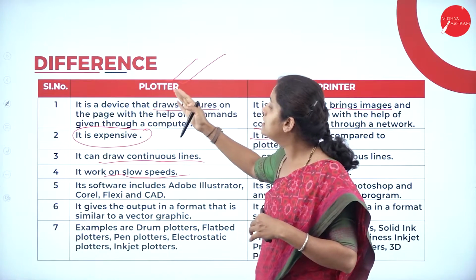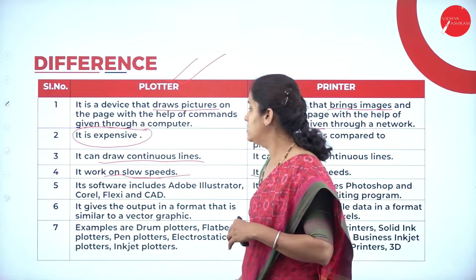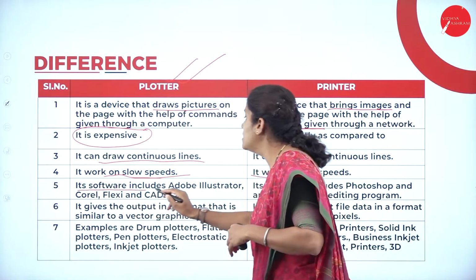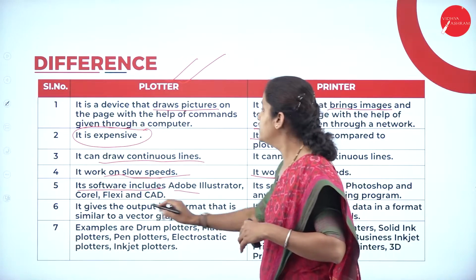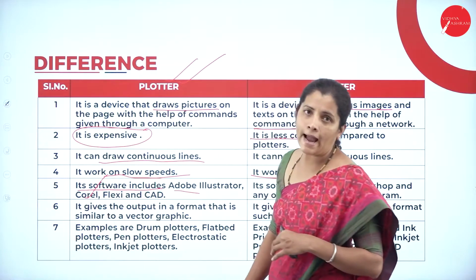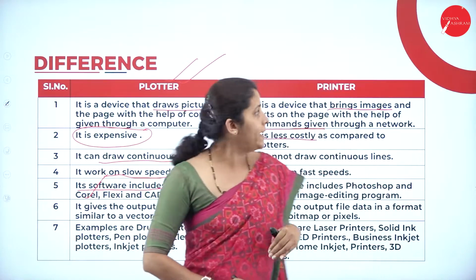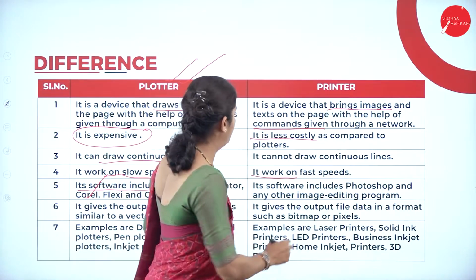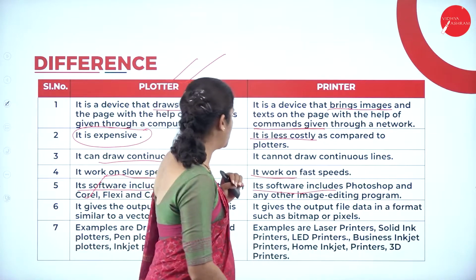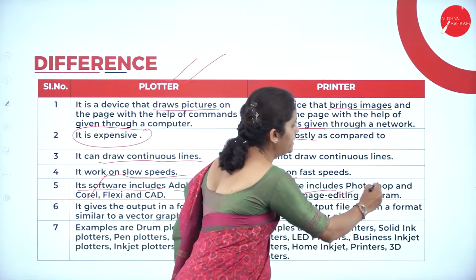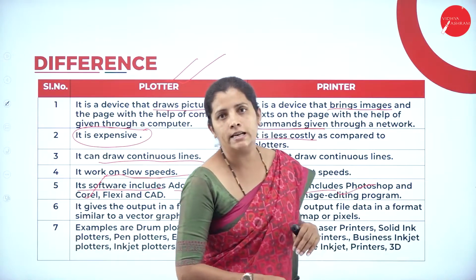Then what is the fifth difference? Here the software it supports is Adobe Illustrator, Corel, CAD, etc., whereas the printer supports software like Photoshop and image editing programs, etc.